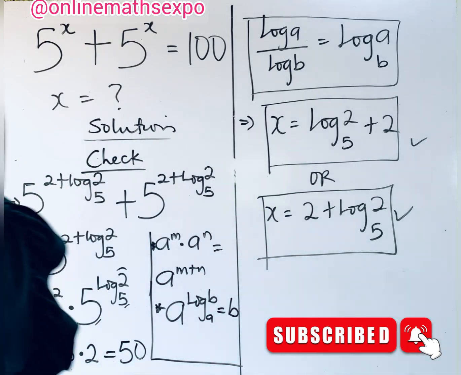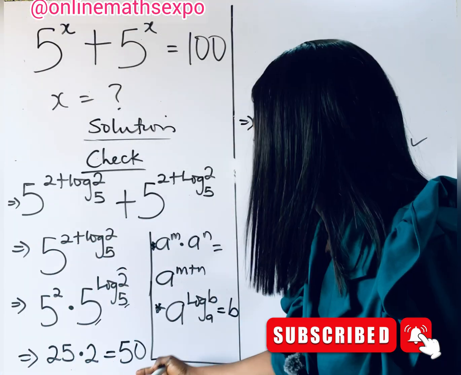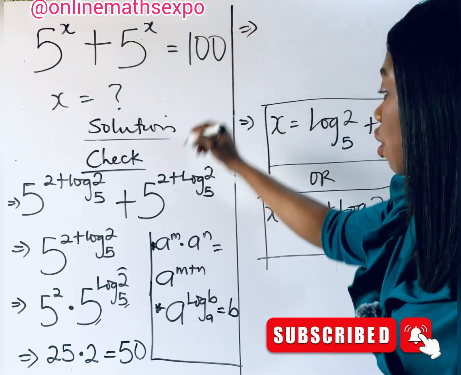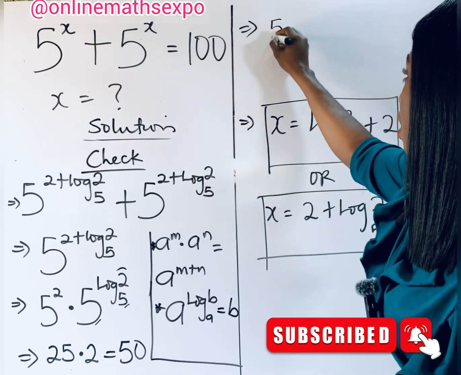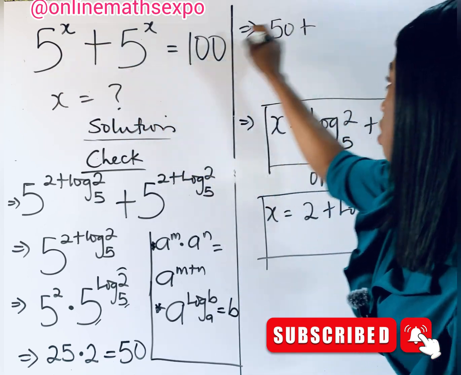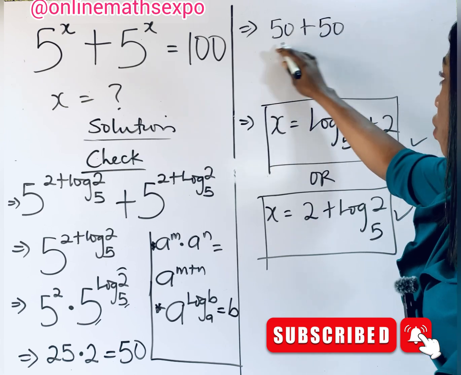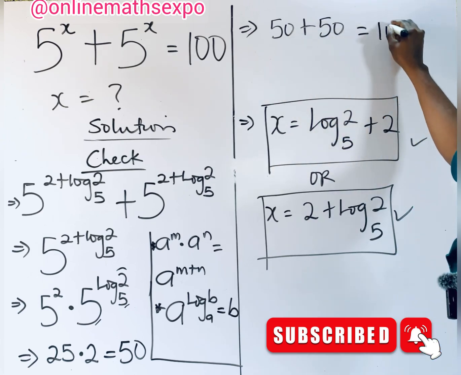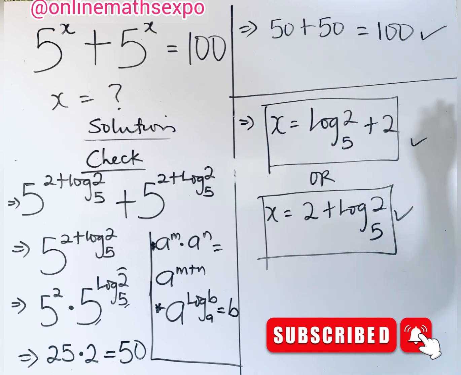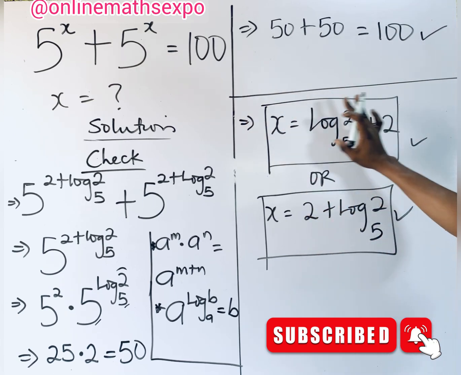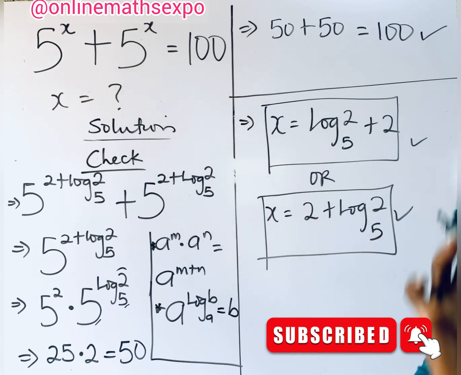Now let's quickly simplify finally to have, we now have it as 50 for this 5 to the power of x, plus this one is the same as 50. And when you add 50 and 50, it gives you 100, which is what we have at the right side. So what does it mean? It means that this value of x we got is truly correct.